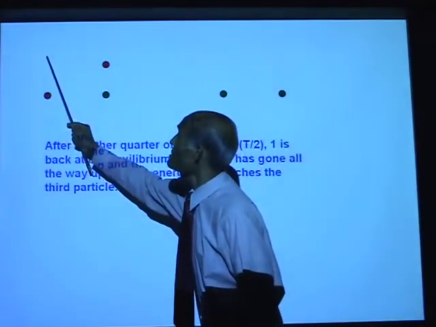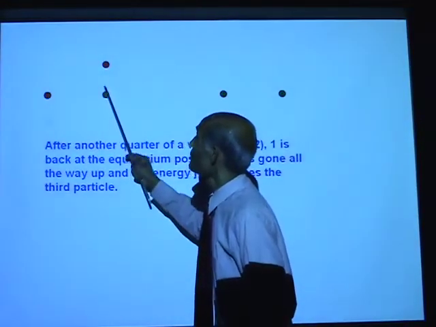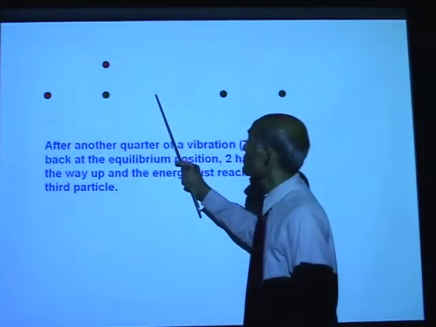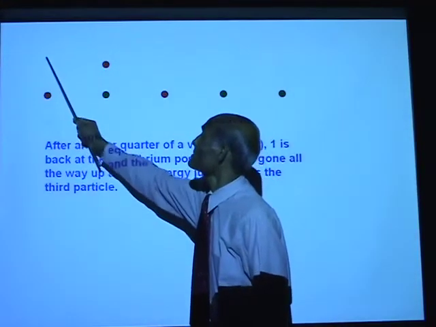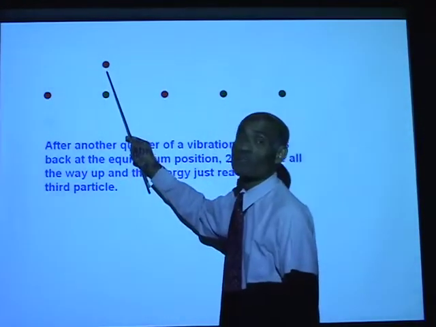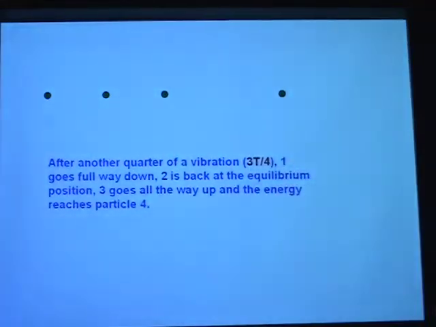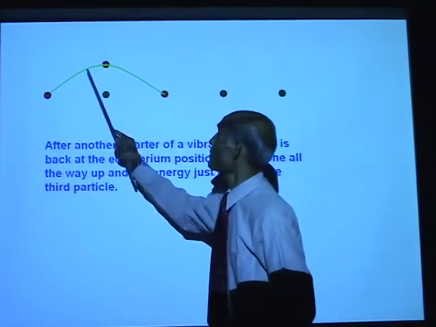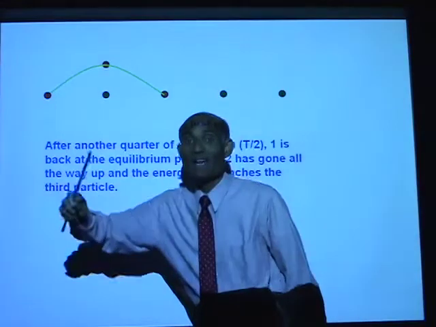After another quarter, the first particle has come back. It has completed half a vibration. The second particle has completed a quarter of a vibration, and the energy just reaches the third particle. You see that? So once again, the first particle has completed half a vibration. The second particle has completed a quarter of a vibration. The energy just reaches the third particle. Well, I want you to look at that one more time. And so, this is the first particle, here is the second particle, and here is the third particle. Look at the wave profile getting made.